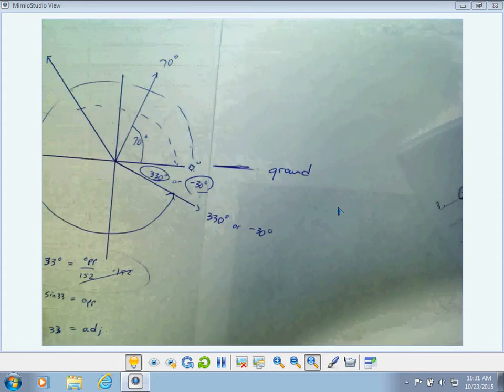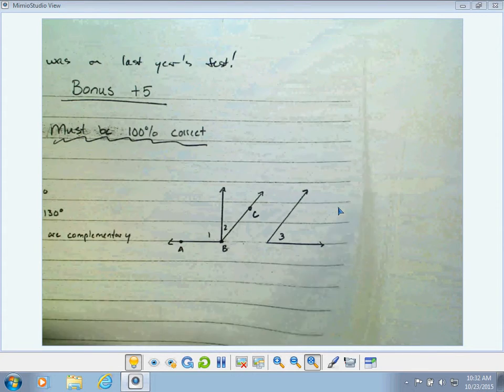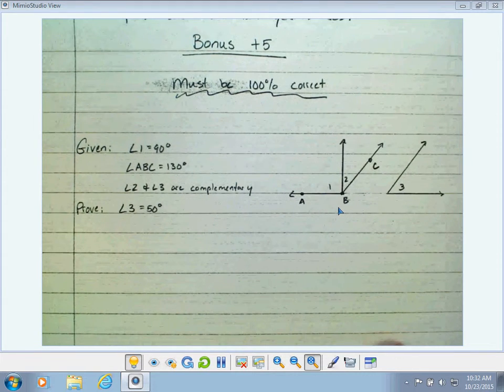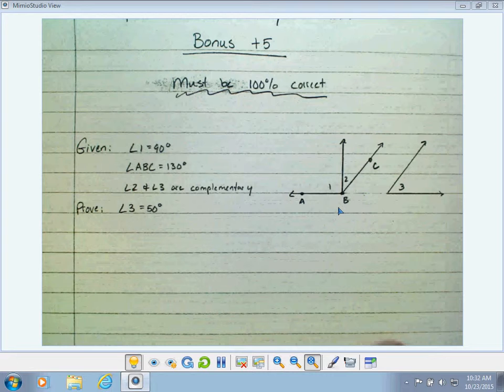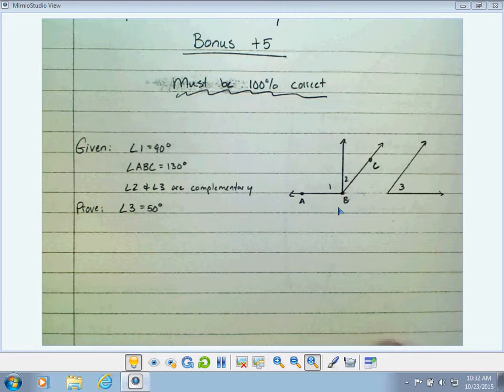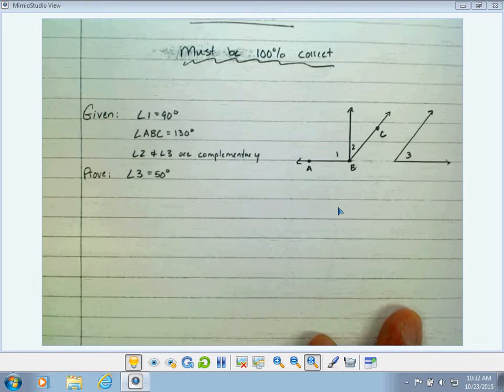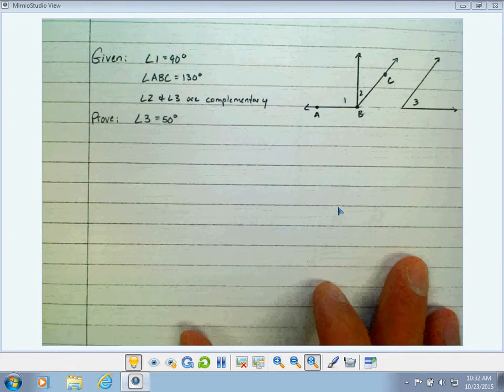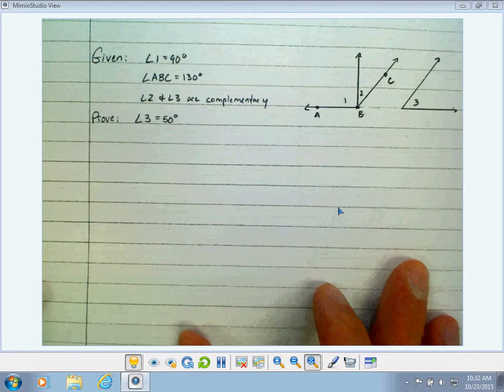Alright, I think the last one on here was a big one. It was a bonus question from a test a while ago. So this is no joke. This is a somewhat challenging one. So let's see what we can do with it. So we've got a good bit of given stuff. We've got a picture, and in the end we need to prove angle 3 equals 50 degrees.